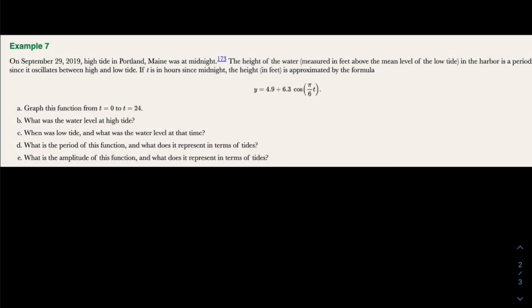With the periodic function given, I will teach you how you can graph this from time 0 to 24, and I will teach you how to find the water level at the high tide and what time low tide was. I will also show you how to find the period of this particular function and be able to interpret that. And we will also be finding the amplitude and interpreting that in terms of the tides.